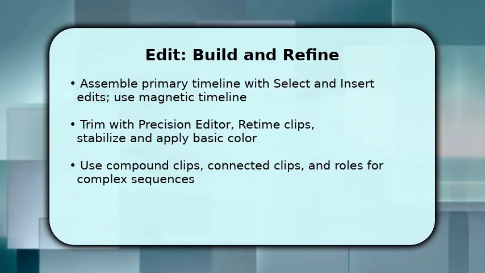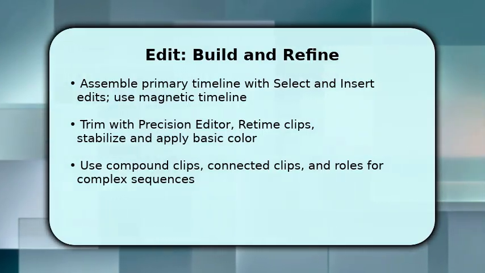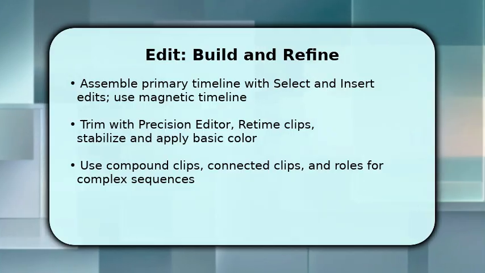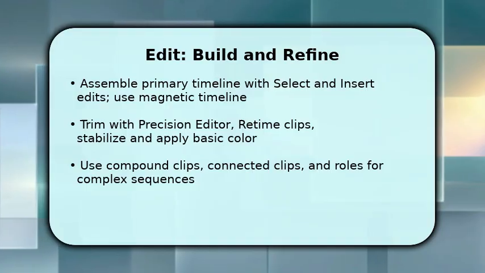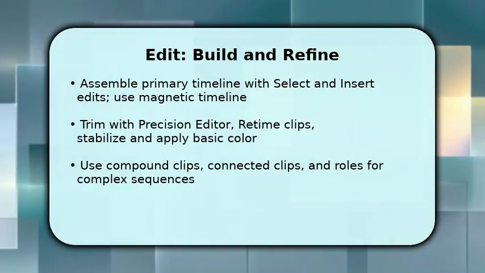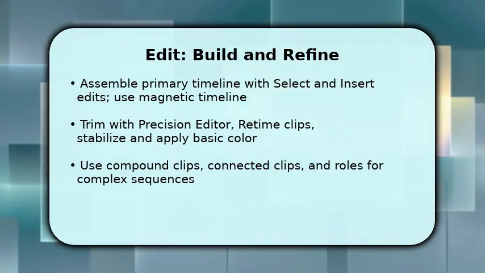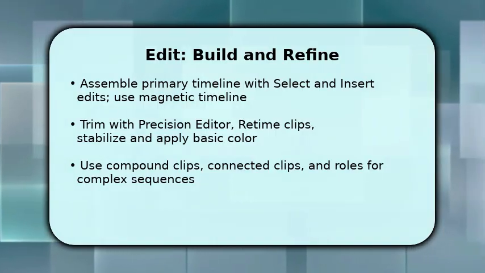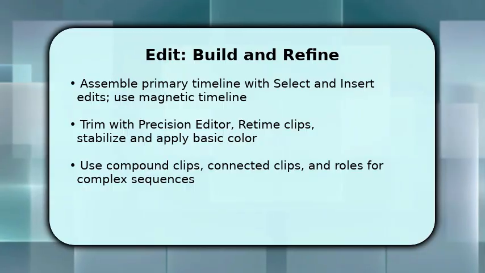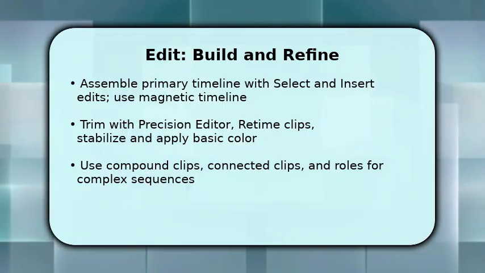Once the story is blocked, trim with the precision editor and ripple trims to tighten pacing. Use the range tool for selective adjustments. Make creative cuts with connected clips and compound clips, and manage audio with roles. For color and stabilization, apply corrections on an adjustment layer or clip effects. This keeps the look consistent while preserving original clips for later tweaks.